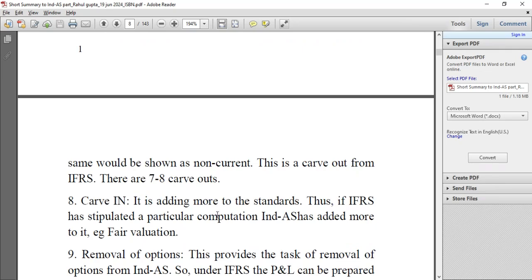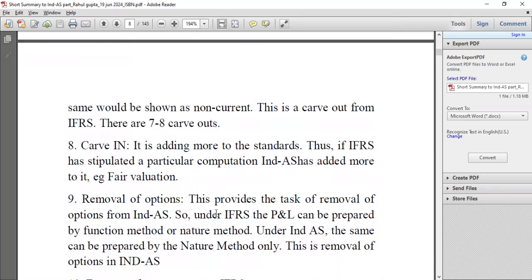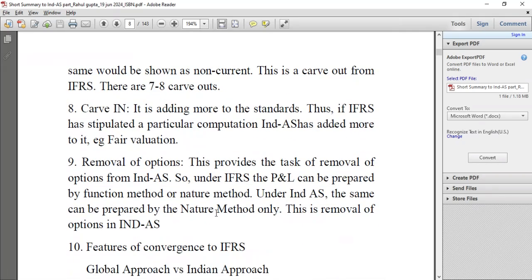Carve-in is adding more to the standards. Thus, if IFRS has stipulated a particular computation, Ind-AS has added more to it. Example, fair valuation. Removal of options is removing the options out of IFRS. Under IFRS, the P&L can be prepared by function method or nature method. But under Ind-AS, the same has to be prepared under nature method only. This is a removal of options in Ind-AS.